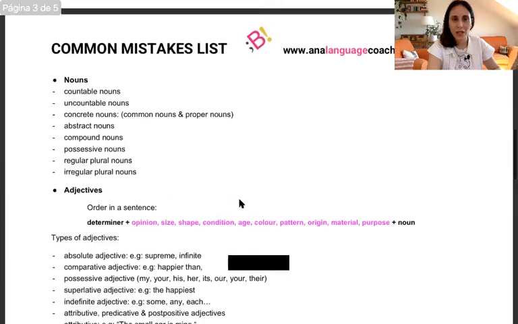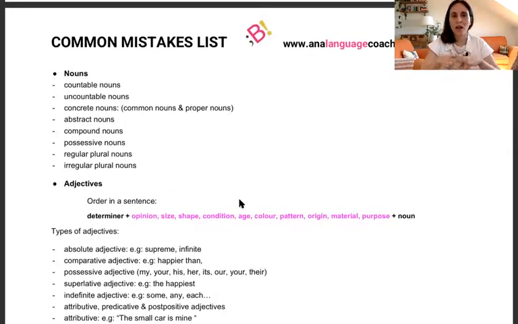So here on the next page, I explain nouns, countable nouns, then I give you the different boxes where you could place the different nouns: countable nouns, uncountable nouns, concrete nouns, common nouns, proper nouns, abstract nouns, compound nouns, possessive nouns, regular plural nouns, irregular plural nouns. And then adjectives. Obviously, I haven't given you any example here, but the idea is that you also discover them, okay? When you are reading or when you are talking to me.